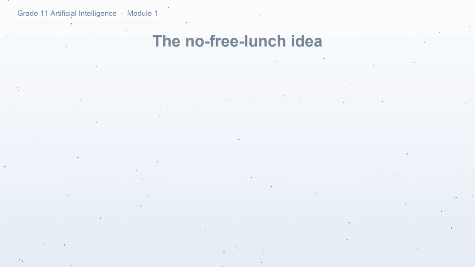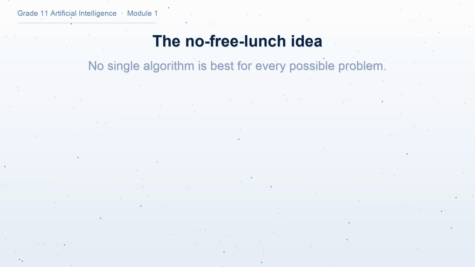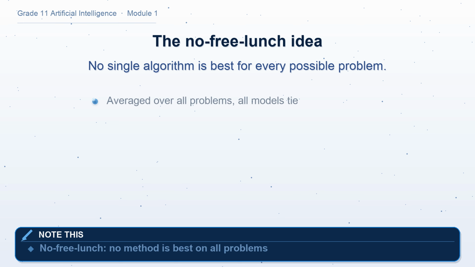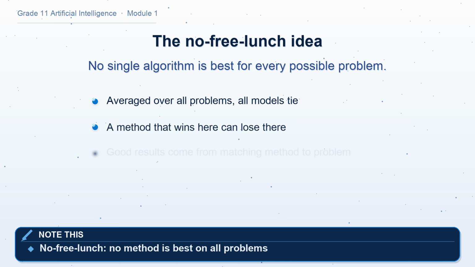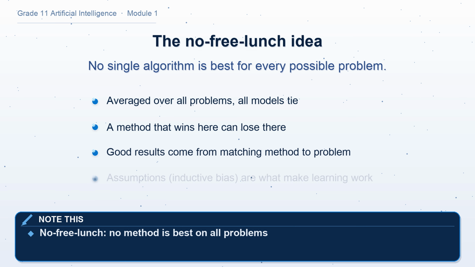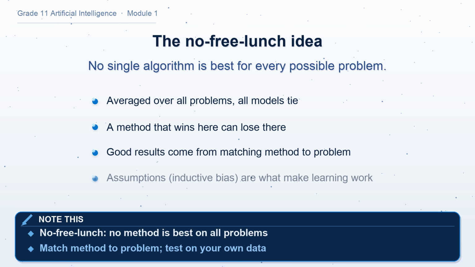It would be wonderful if one algorithm were simply the best everywhere. The no free lunch idea says this is impossible. Averaged over every possible problem, all learning methods perform the same. A method that wins on one task can lose on another, so there is no universal champion. Good results come from matching the method to the structure of your particular problem. The assumptions a model makes, called its inductive bias, are exactly what let it learn at all.